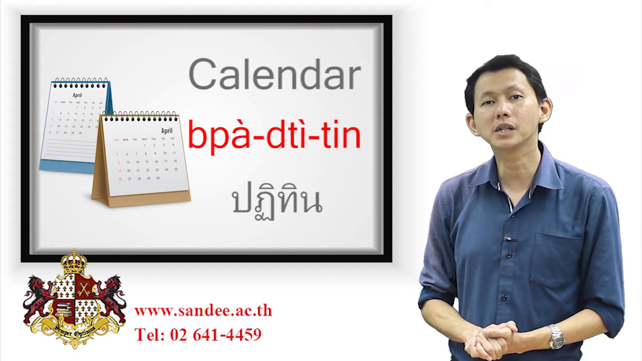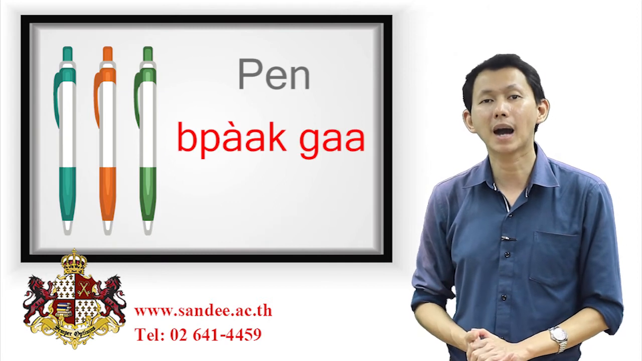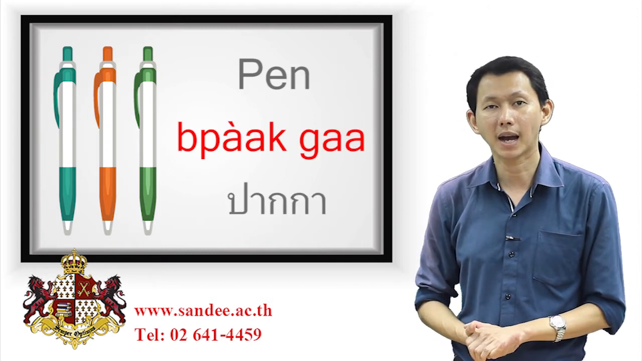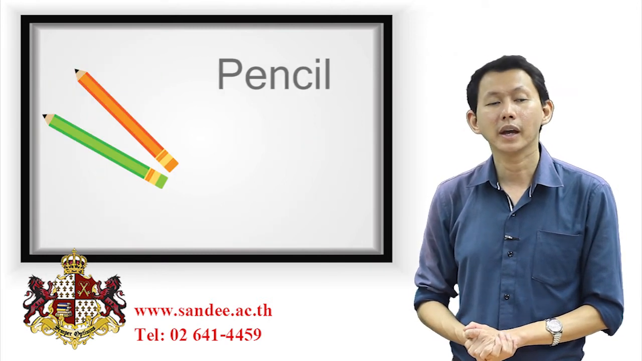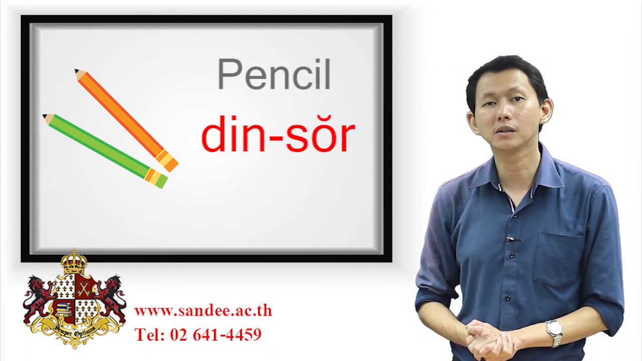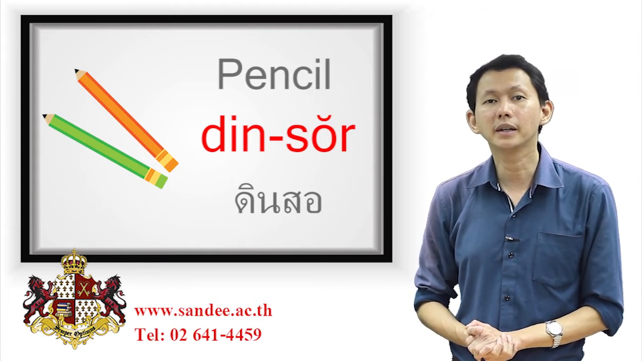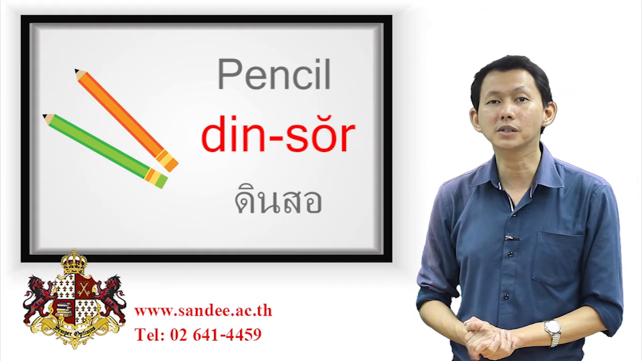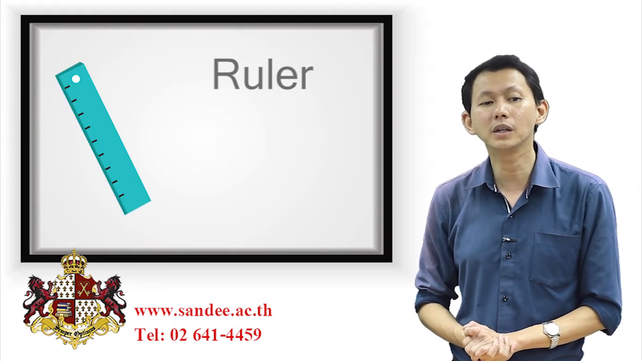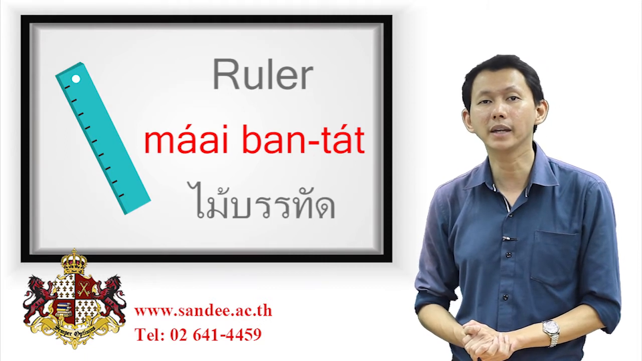And if you want to say the word pen, in Thai, we call ปากกา. And for the pencil, we call ดินสอ. And if you want to say the word ruler, ruler in Thai we call ไม้บรรทัด.